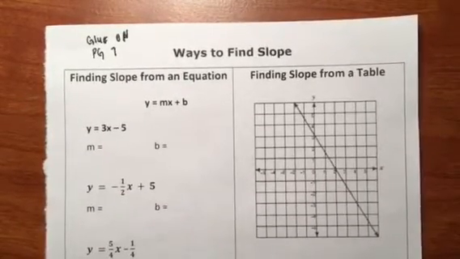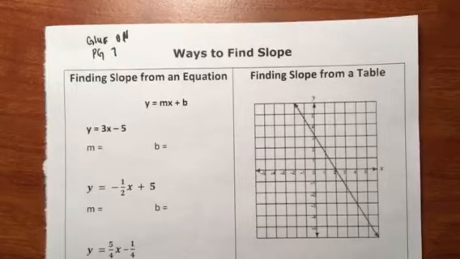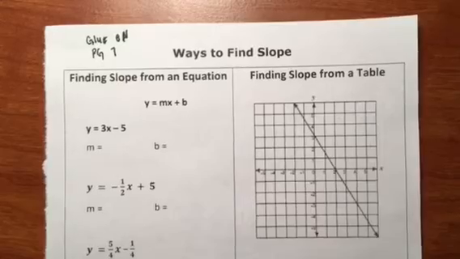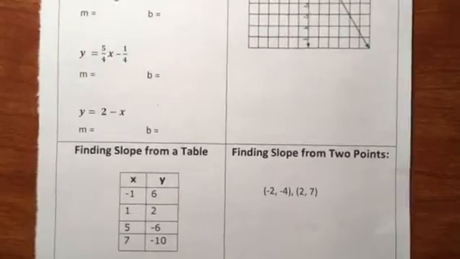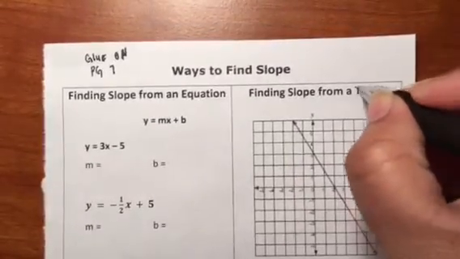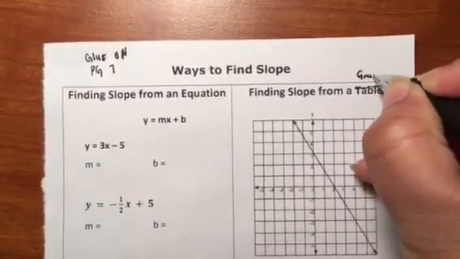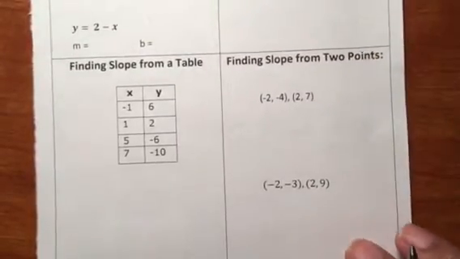When we are done with today's lesson, we're going to glue this on page 7. Okay, so today we're going to focus on the 4 ways that you can see slope and how you can find it. So we have slope from an equation, slope from a graph, slope from a table and slope from 2 points.